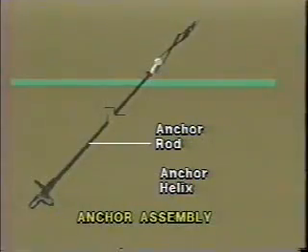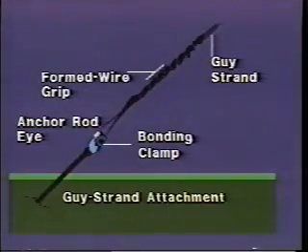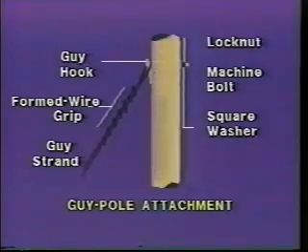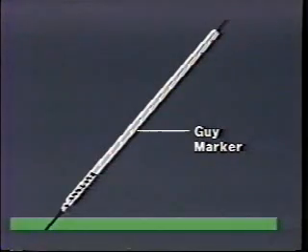The guy assembly consists of the appropriate type anchor and anchor rod, an anchor rod eye, bonding clamp and a formed wire grip at the ground level of the guy strand, and a guy hook, machine bolt, square washer, and lock nuts at the pole end of the guy strand. In areas where pedestrian or vehicular traffic is normal, or in cattle grazing locations, a guy marker is installed as a more visible indication of the strand.